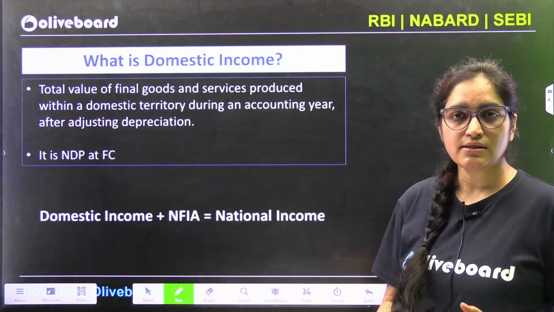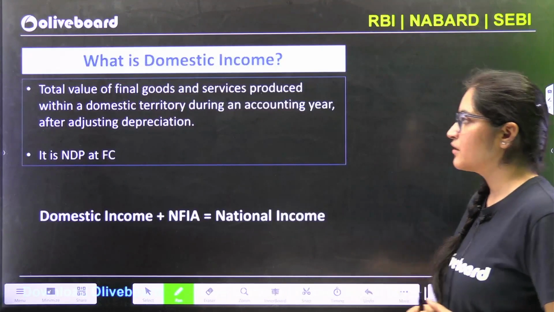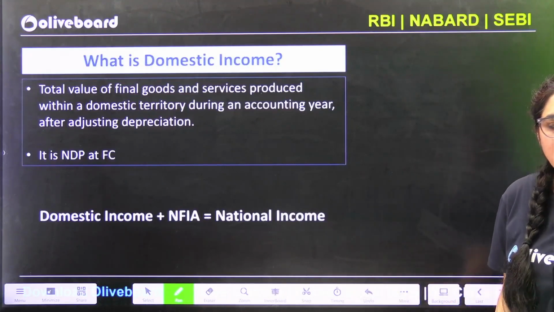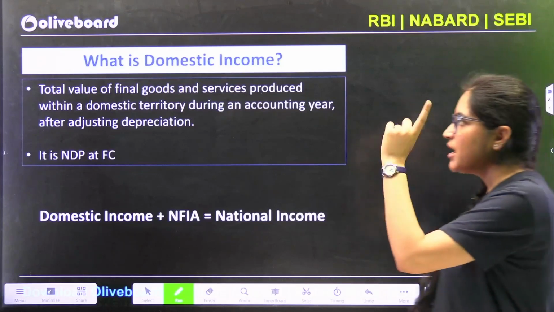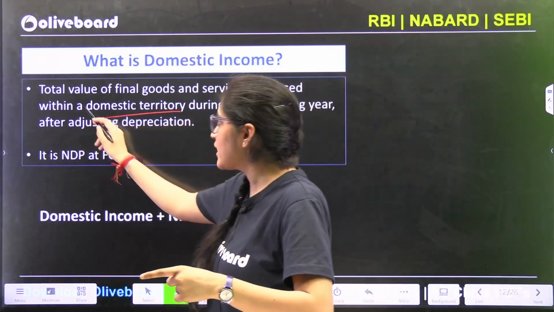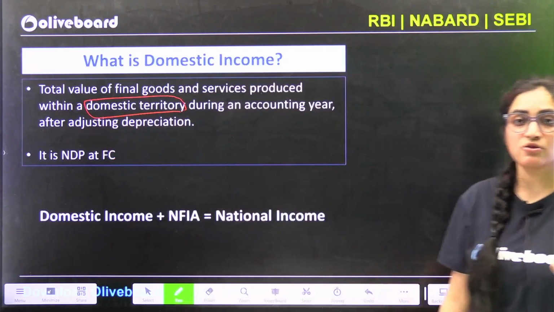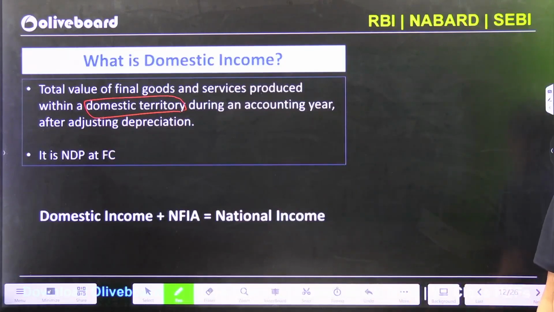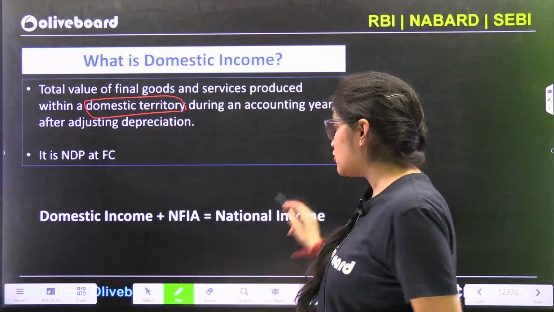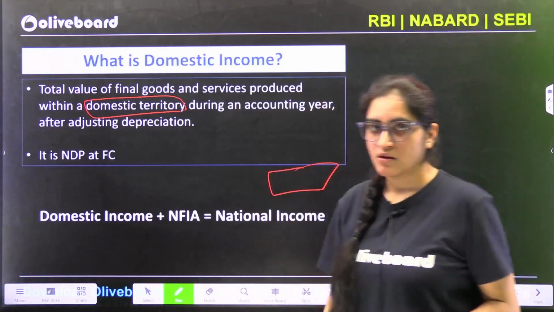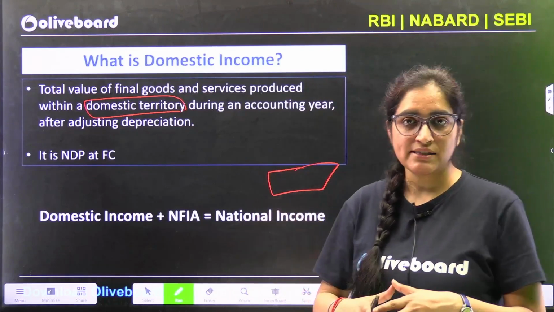Next thing is, what is domestic income? See guys, in national income, I was concerned about Indian nationals. In domestic income, what I am going to consider is my domestic territory, whatever Indians are earning in their own domestic territory. That territory can also be a ship of India, which is roaming around in some open seas.